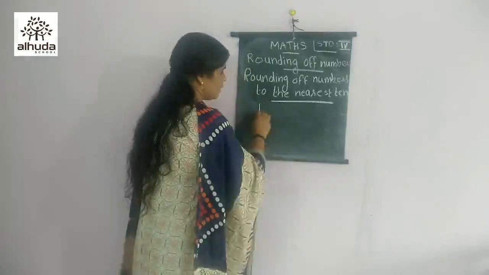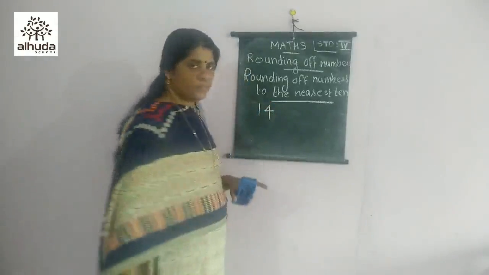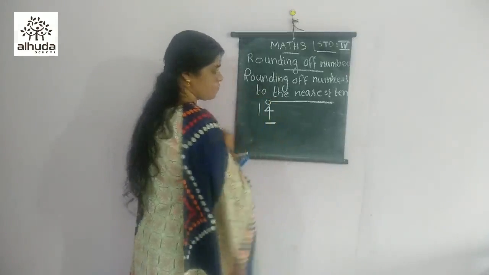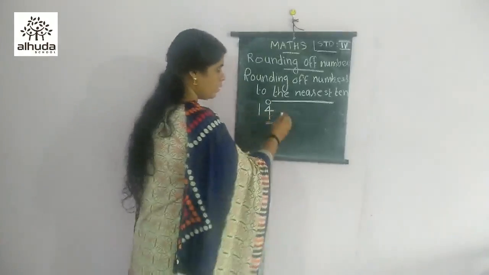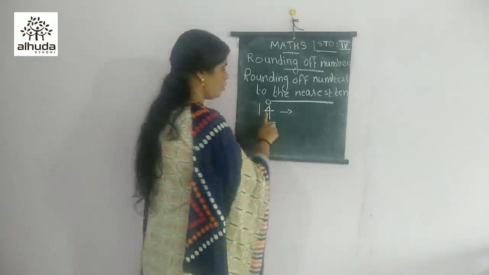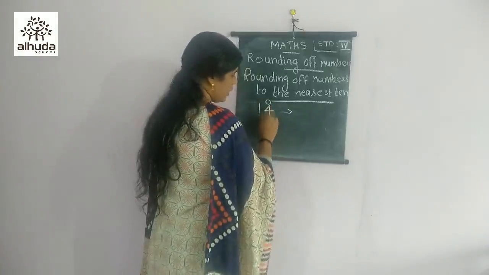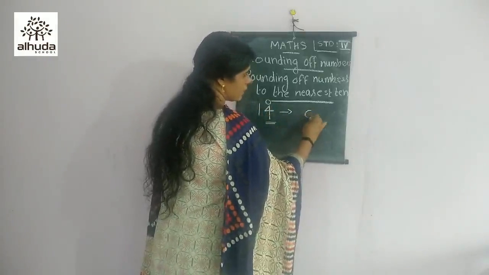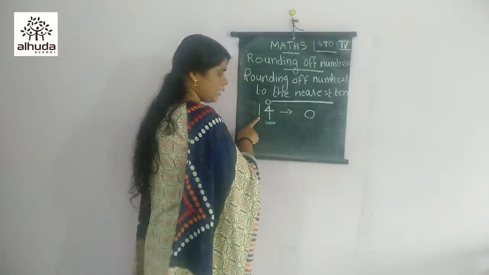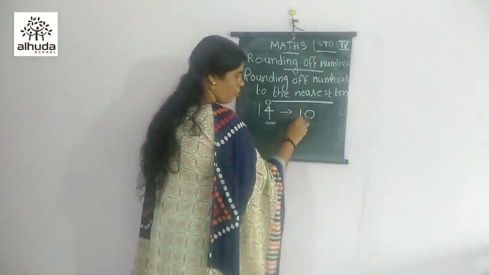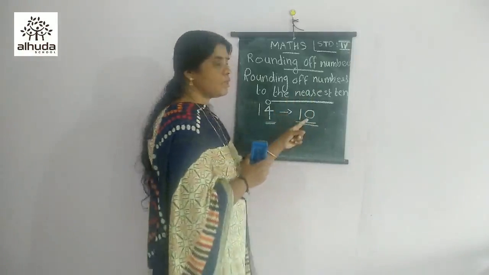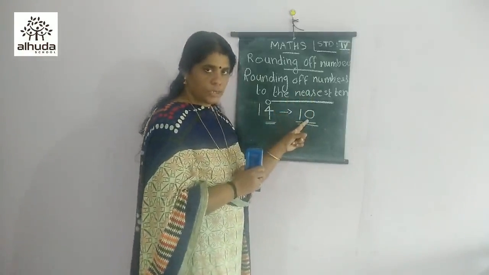For example, here that is 14. You look at the digit in one's place. What is that? 4. So, 4 is always less than 5. So, for replacing this 4, we are putting 0 there. Then retain the other digit, that is in tens place, that is 1. So, 14 rounded off to the nearest 10 we got 10 as the answer. Understood?